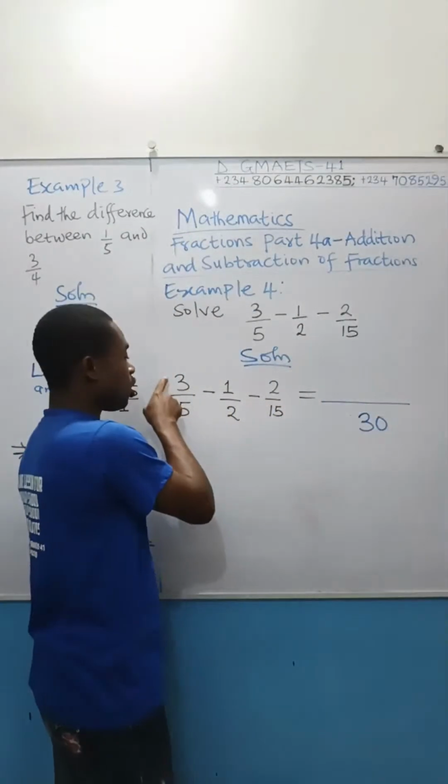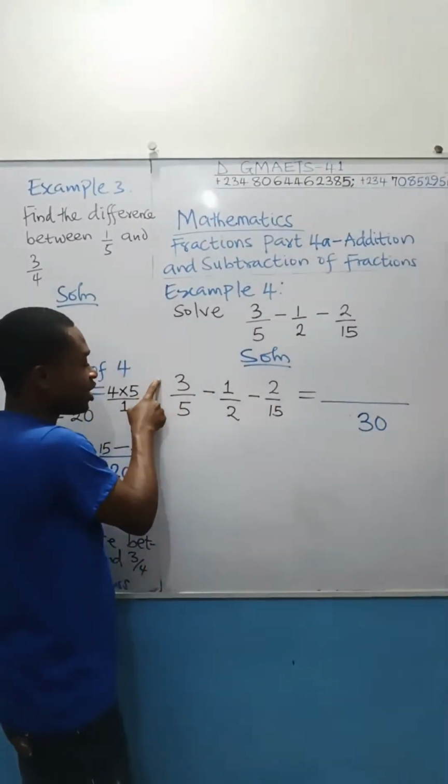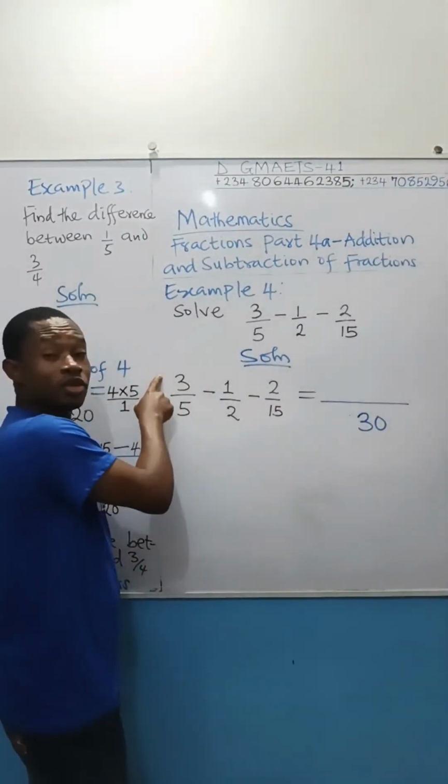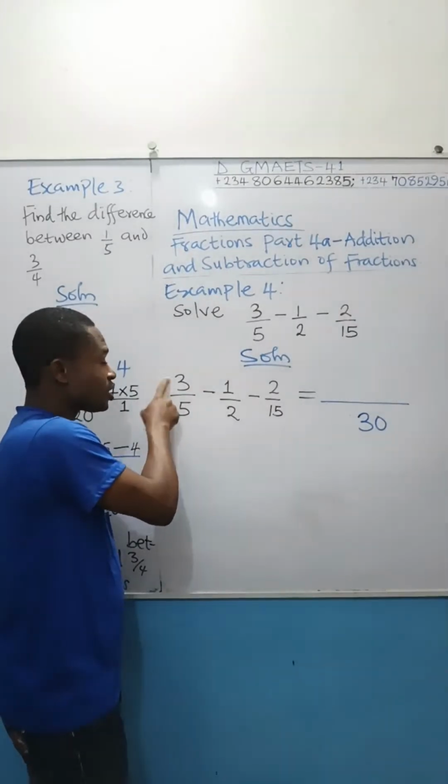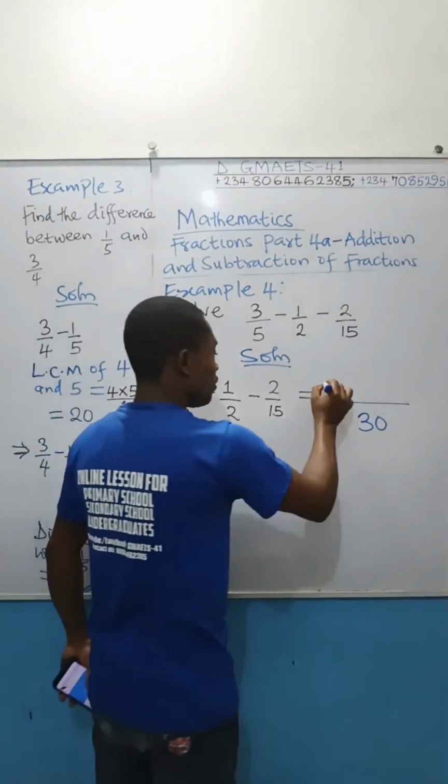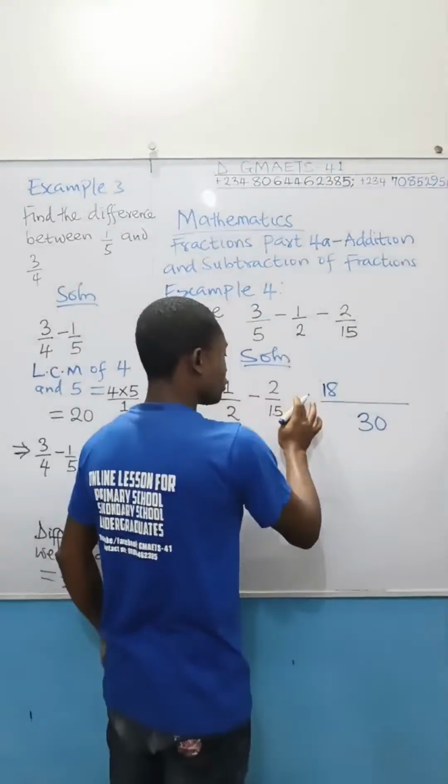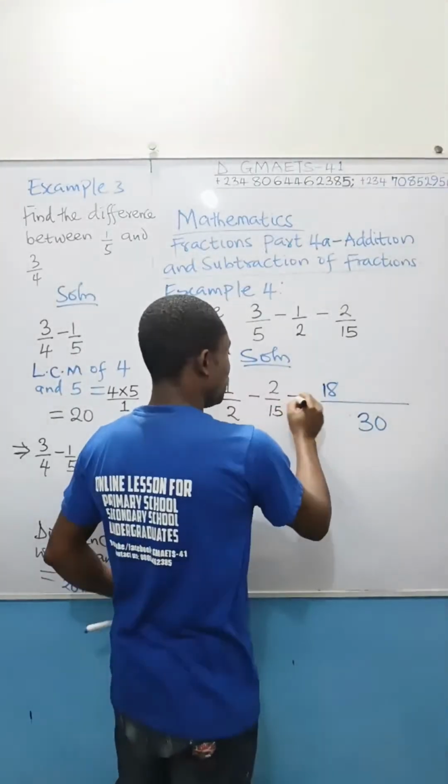Bring this 30 up here, okay, and divide it by 5. If 5 divides 30, you're going to get 6. 6 times 3 will give you 18. Write your 18 here.